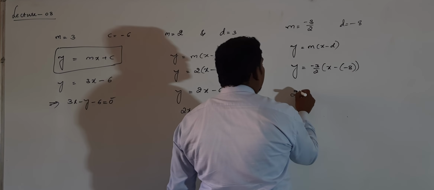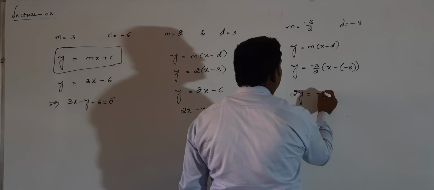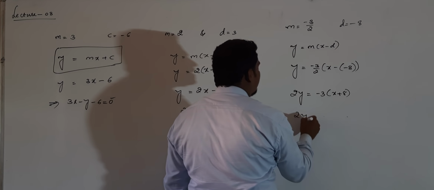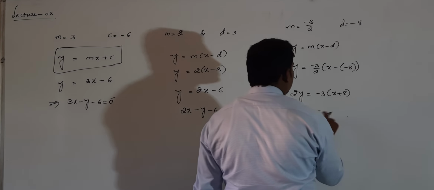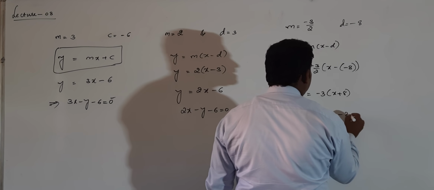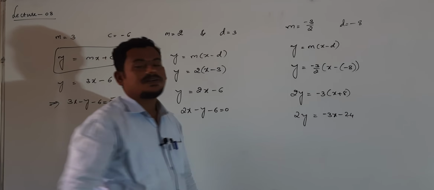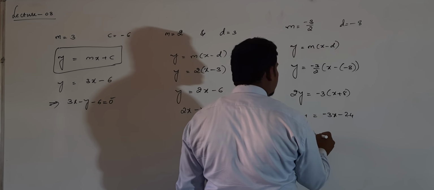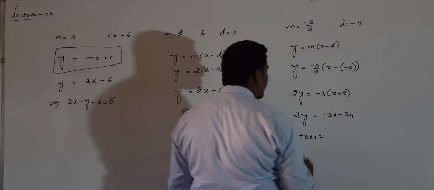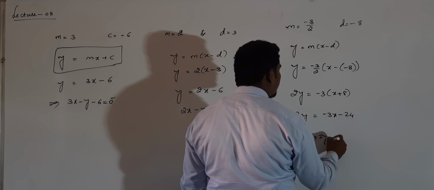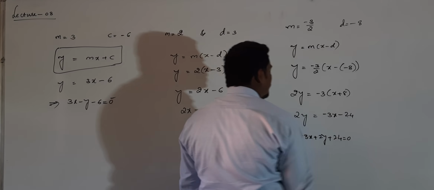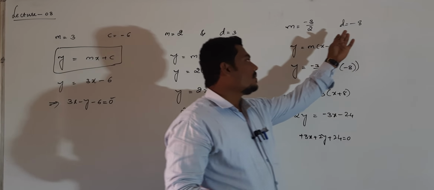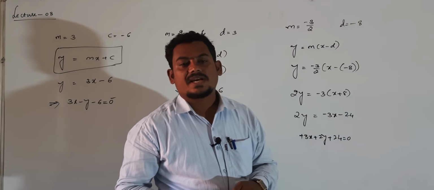After that cross multiplication, 2y is equal to minus 3 into x plus 8, right? After that 2y is equal to minus 3x minus 24. Just take these two terms into LHS, right? Then it becomes plus 3x plus 2y plus 24 equal to 0. This is the equation of the straight line whose x-intercept is minus 8 and slope is minus 3 by 2, right?